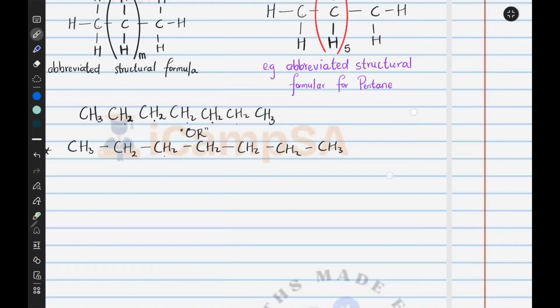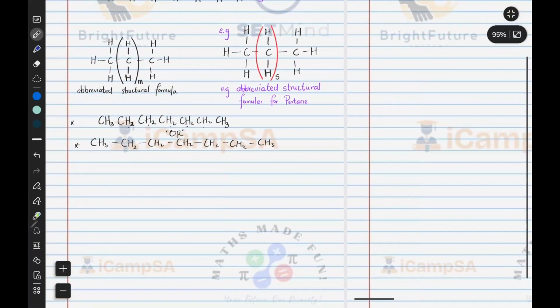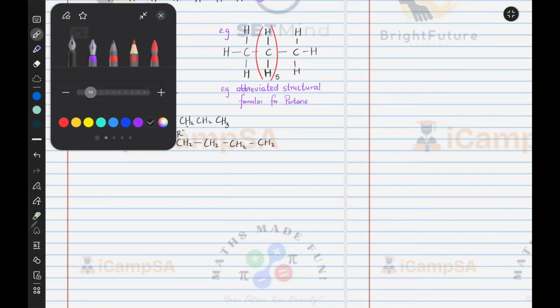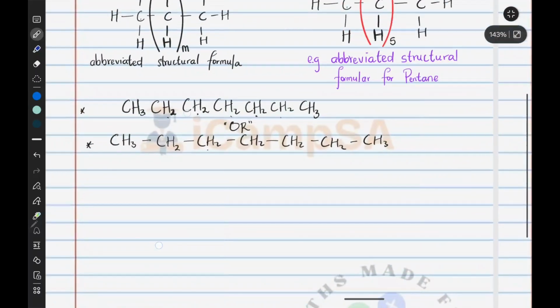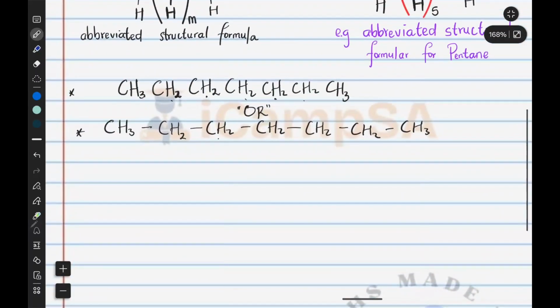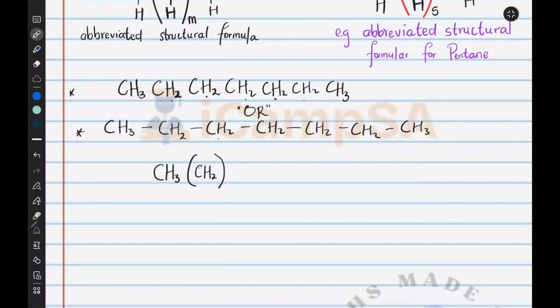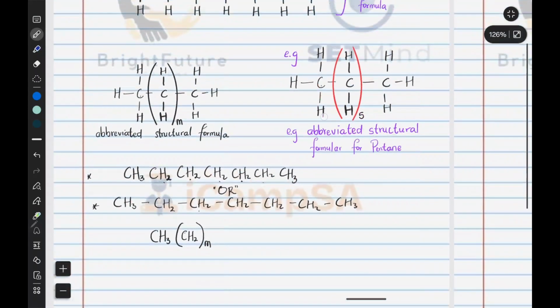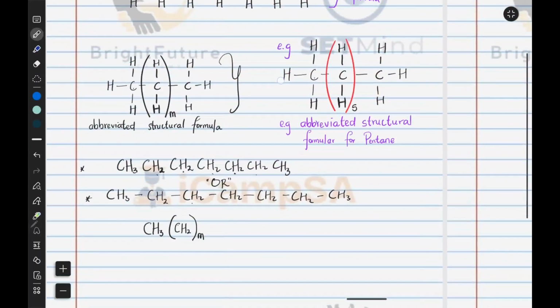So yeah, so now for the condensed structural formula, the abbreviated version of this pentane hydrocarbon, you would say CH3, right? And then you put that CH2, which is what's repeating, in brackets, and then you tell us how many times it is repeating. So you would have M here. Remember, M is the same thing as here, right?